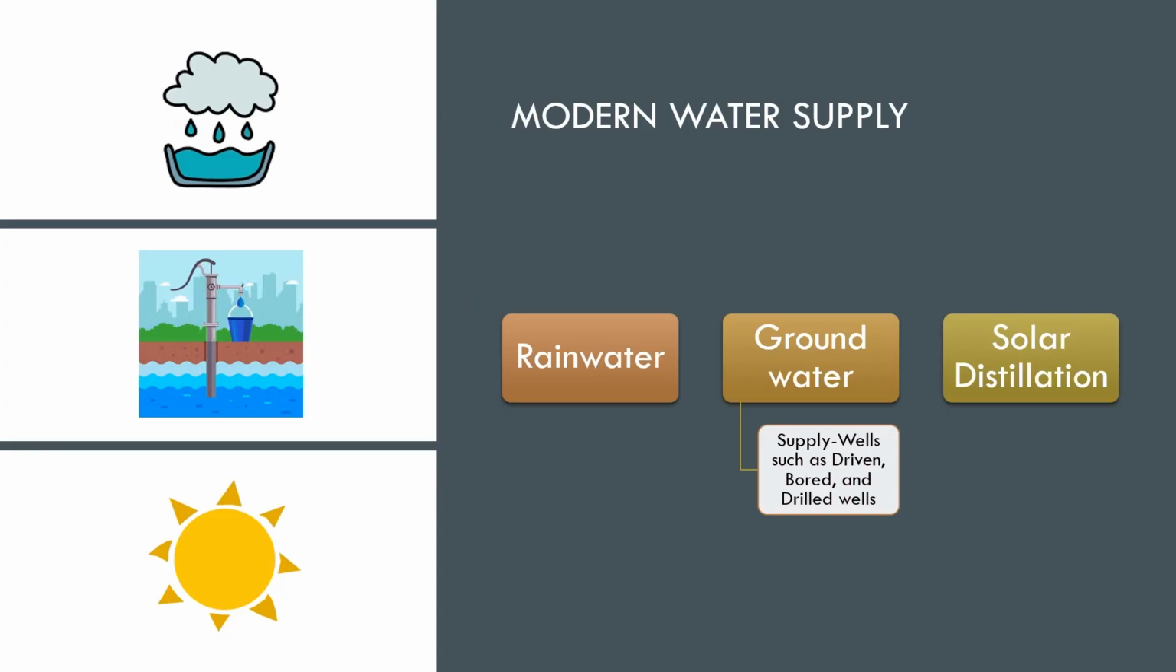And modern water supplies, how most of us get our drinking water and water that we use for anything, come from rainwater, groundwater, which we would use wells to drive, bore, or drill into the earth, into aquifers to obtain water, and solar distillation. So wells can be drilled or dug and use pressure to draw fresh water from aquifers.